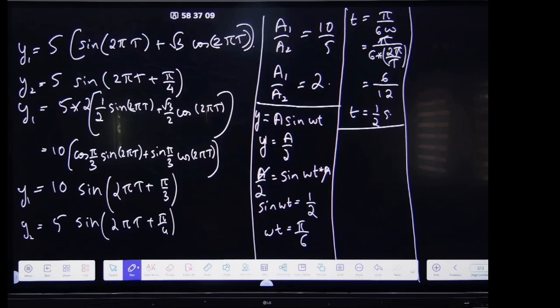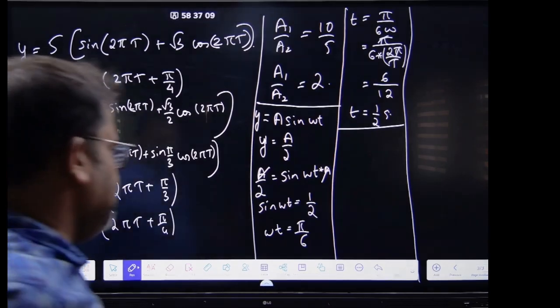Go for the next. A 10 kg metal block is attached to a spring of spring constant 1000 Newton per meter. The block is displaced from equilibrium position by 10 centimeter and released. The maximum acceleration of the block is option 1, 200 meter per second square. Option 2, 10 meter per second square. Option 3, 0.1 meter per second square. Option 4, 100 meter per second square. So what might be the answer?